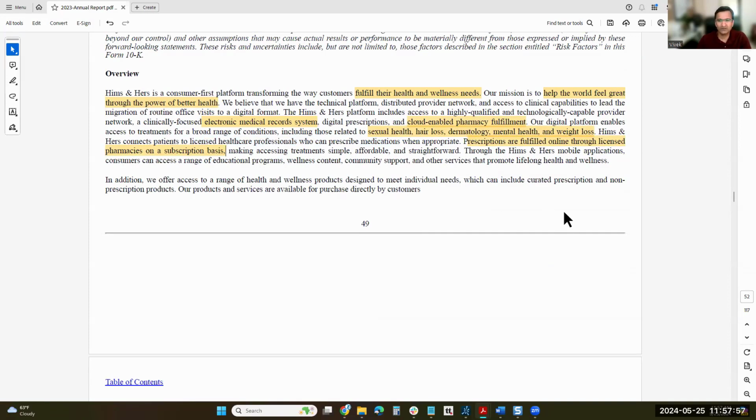Again, that's what business it is involved in. It's in telemedicine and has a relationship with healthcare providers in sexual health, hair, dermatology, mental, and weight loss segments. And then it has a network of pharmacies tied up with them, so once you get a prescription and want it filled, one of those pharmacies will fill the prescription, and basically you also take a subscription with them.